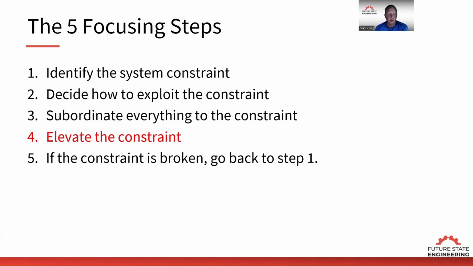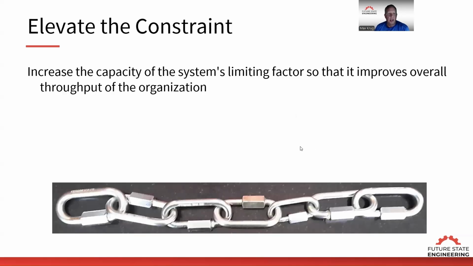We decide how we're going to exploit the constraint. We looked at subordinating to the constraint. Now the next step is to elevate the constraint. So we're going to focus on what are the actions to elevate the constraint. So first of all, we want to look at where is the constraint, and remember our chain analogy.